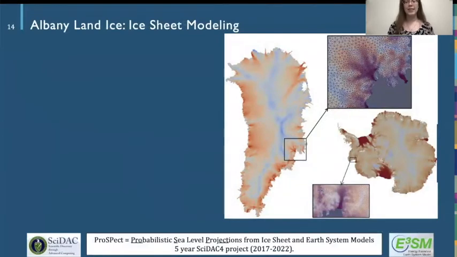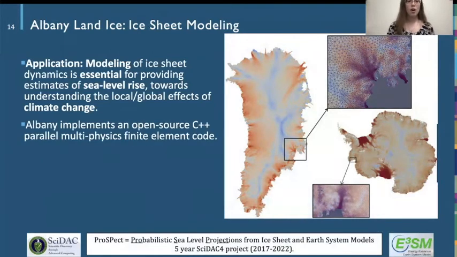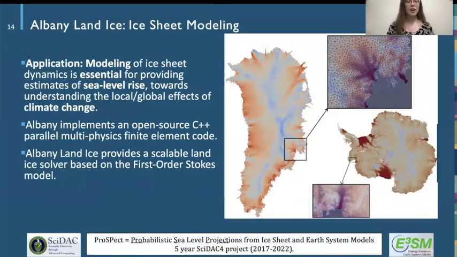Albany Land Ice code does ice sheet modeling. The modeling of ice sheet dynamics is essential for providing us estimates of sea level rise towards the understanding of the local and global effects of climate change. Albany implements an open source C++ parallel multiphysics finite element code for modeling these ice sheets. Albany Land Ice provides a scalable land ice solver based on a first order Stokes model.